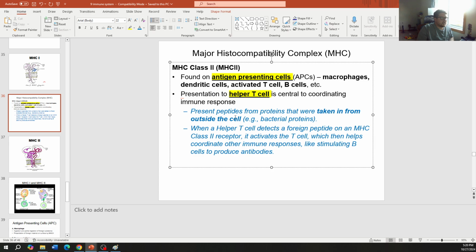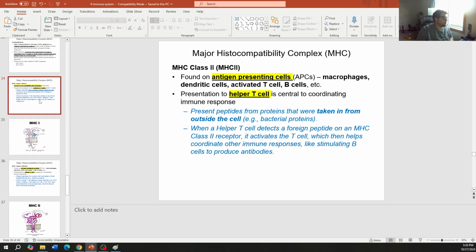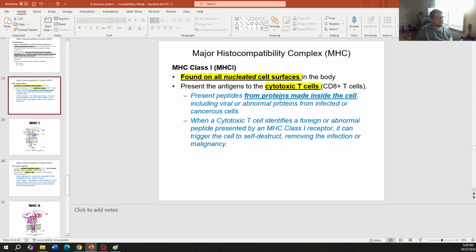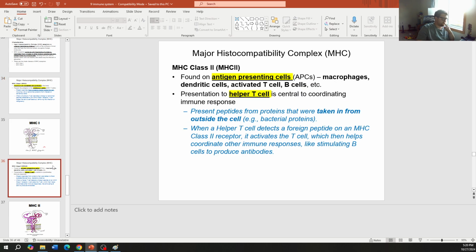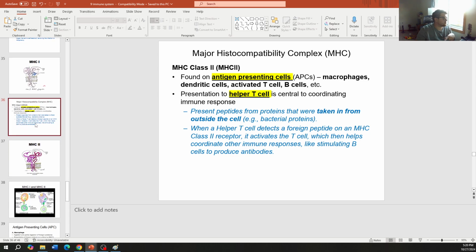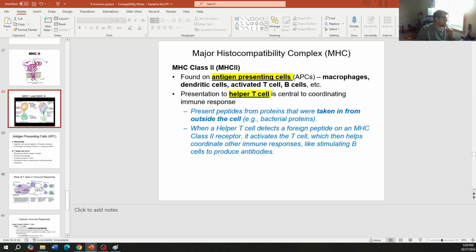And they present the peptides, the protein bits, that they find to the helper T cells in order to coordinate immune response. So MHC1, this is what we really want to know. MHC1 talks to cytotoxic T cells. MHC2 talks to helper T cells. Cool? Cool.